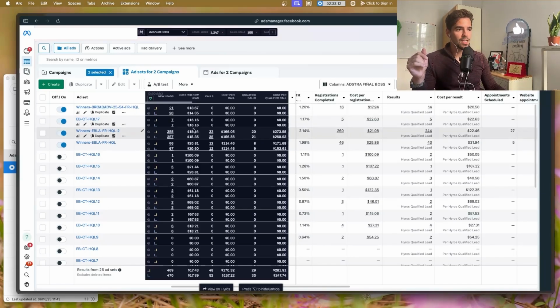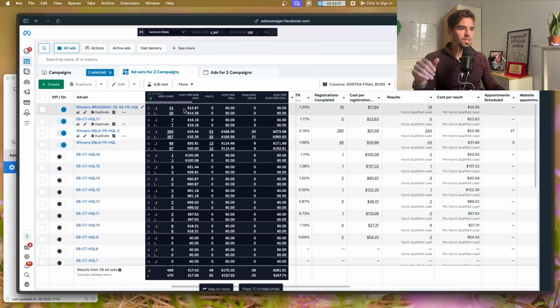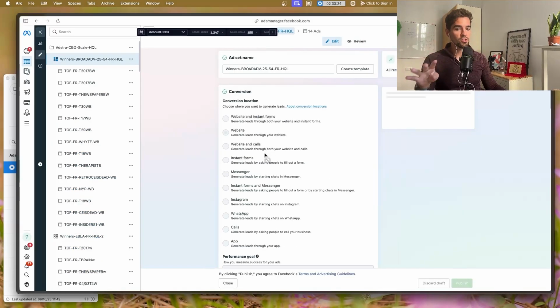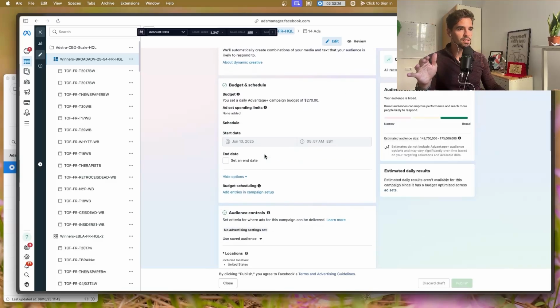But just understand that I already had anticipated that this was going to be better. The Broad Advantage Plus was going to be better. Now let me dive into the Meta ad platform and show you exactly what I'm talking about here in terms of the ad set, okay?